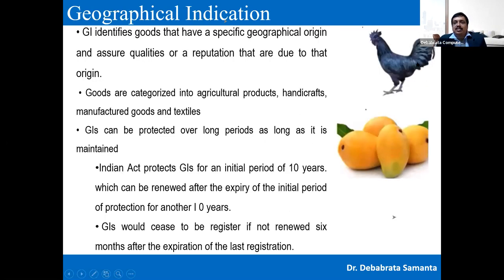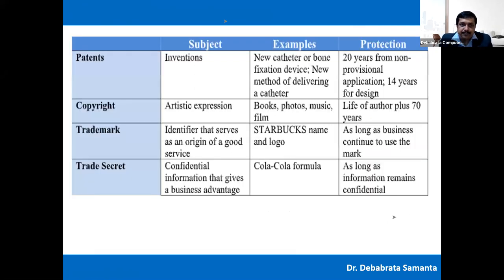These are two examples: black chicken in India is nowadays really effective and profitable, and mangoes are also in an import-export business in India. Both are already granted and approved under the Indian IPR.